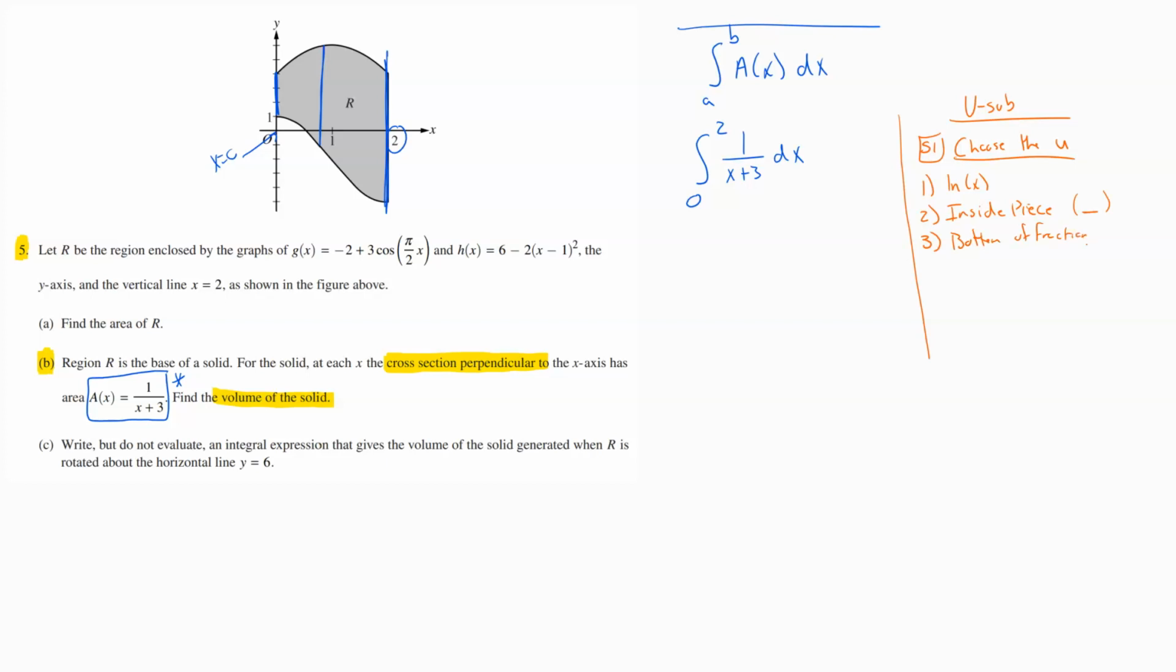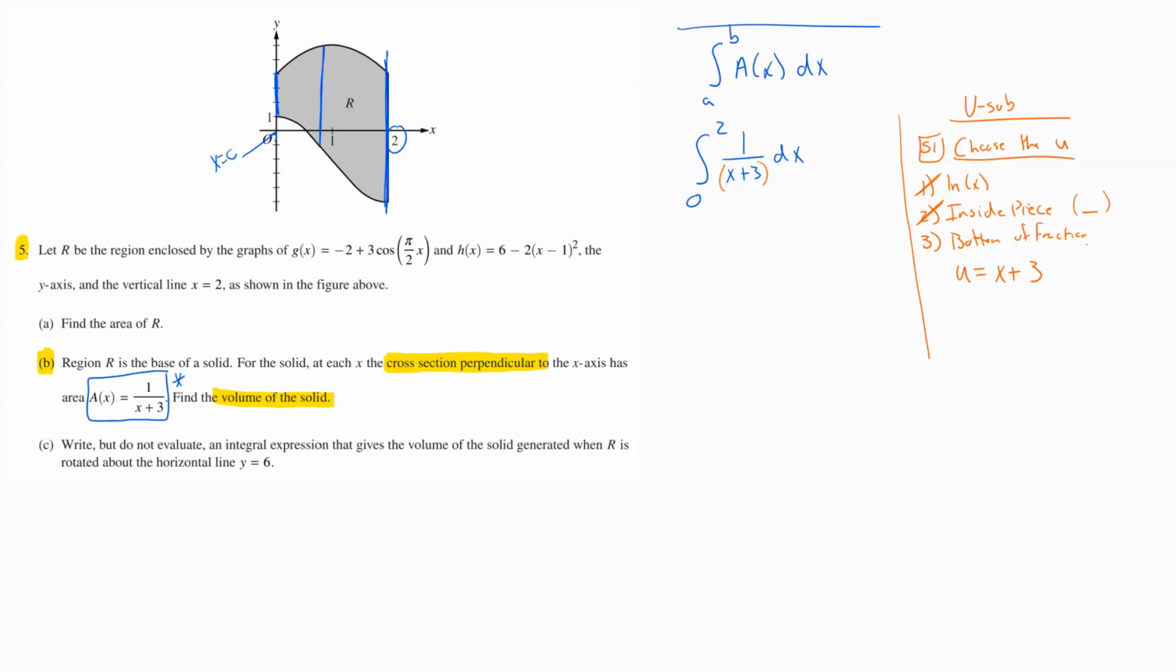And so as we look through this problem, I would start at the top and say, well, I don't have a natural log, so that's not what I'm looking at. I don't have an inside piece, so that wouldn't be what I want to look for. So I'm down to my third option, which would be the bottom of a fraction. So here, the bottom of the fraction would be what I'm looking for. So u would equal x plus 3.